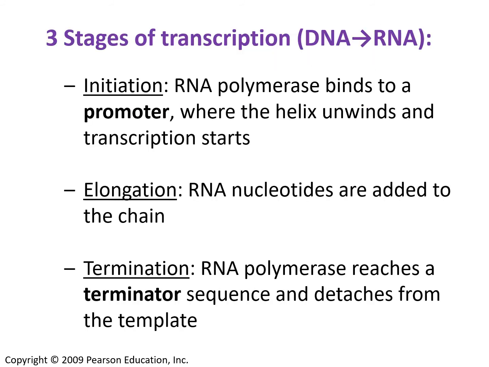And so the first stage is initiation, where RNA polymerase binds to a promoter, which tells the helix where to unwind and where to start transcription. As transcription continues, the RNA is formed from the DNA. That's called elongation. And then it's going to reach a terminator sequence, and that's where it stops. Then it detaches from the template, and a few things happen to it. It gets some things snipped out. It gets a tail and a cap put on it, and then it can leave the nucleus. We're going to see that in a second.